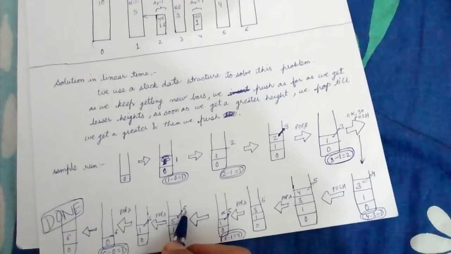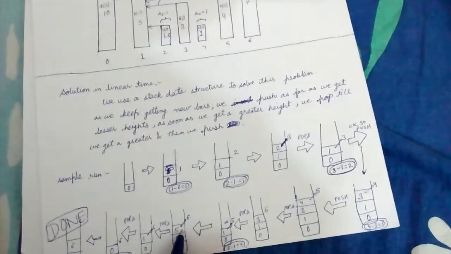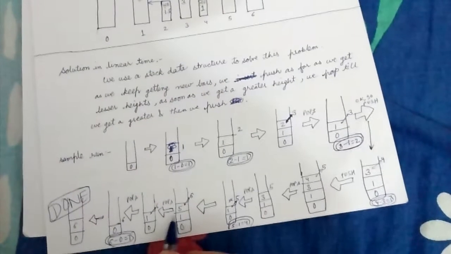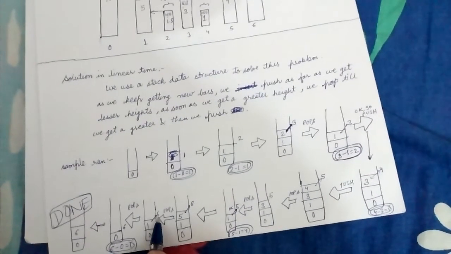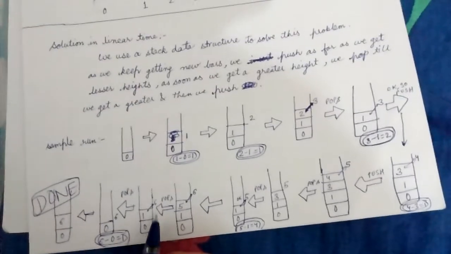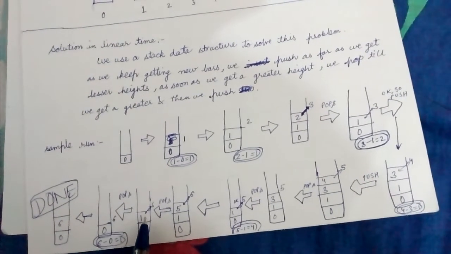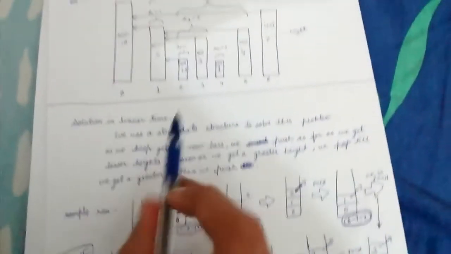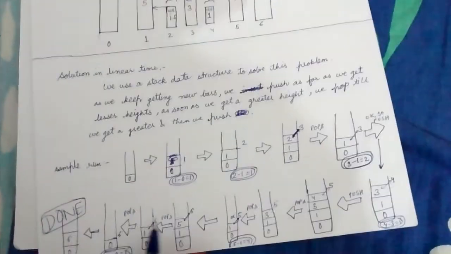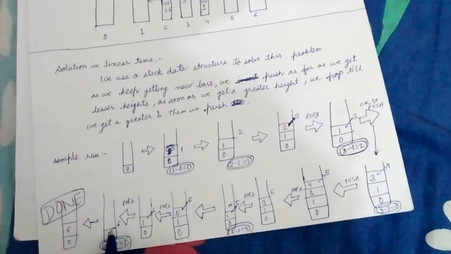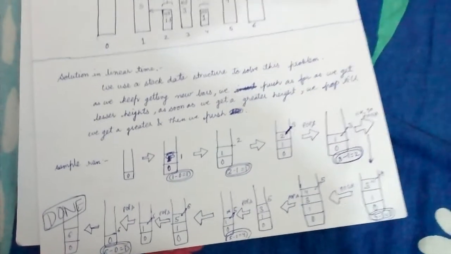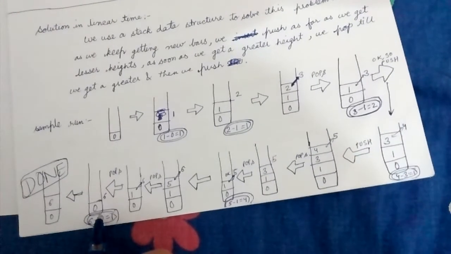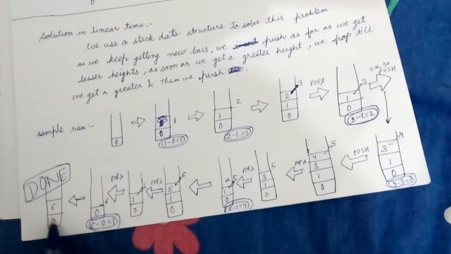Now we compare 6 with the top of the stack. Again h5 is less than h6, so we need to pop. We pop. Now we need to pop again, because h1 is also less than h6, so we again need to pop, and then we push, because 0 is greater than all of them. So finally we push 6 here.